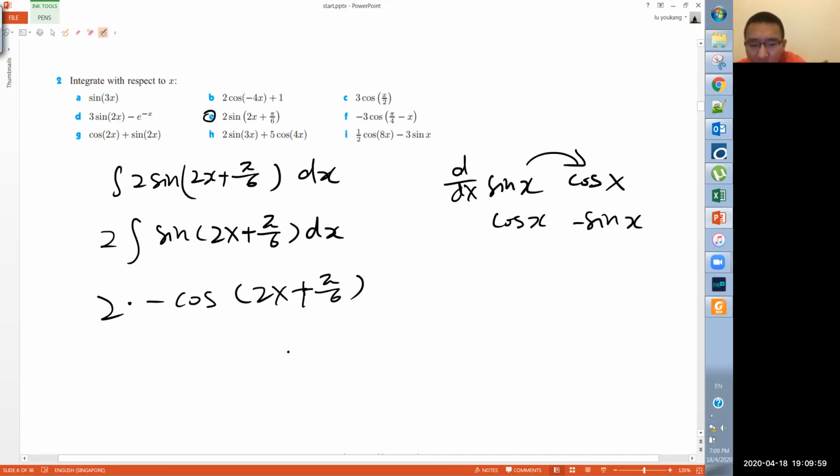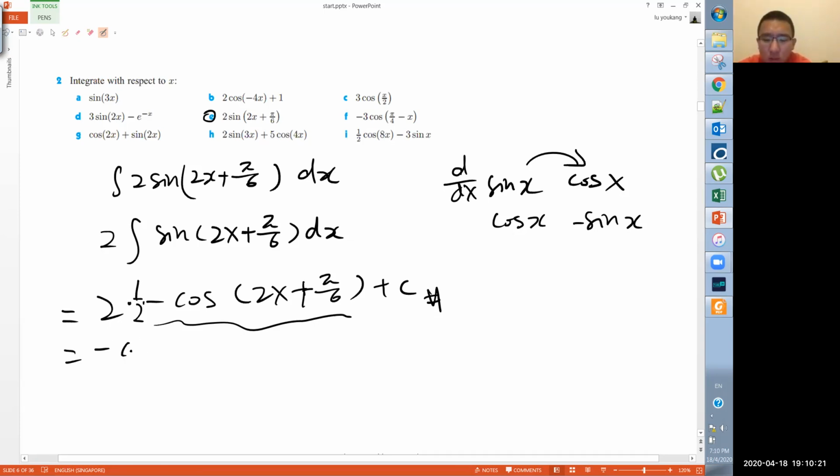And you know that when you differentiate this whole thing, your 2 will be taken out. So you need to have your half to counter the effect of it. Then plus c, because we are talking about indefinite integral here. So you end up with minus half cosine 2x plus pi over 6 plus c. So this is one way to solve this question.